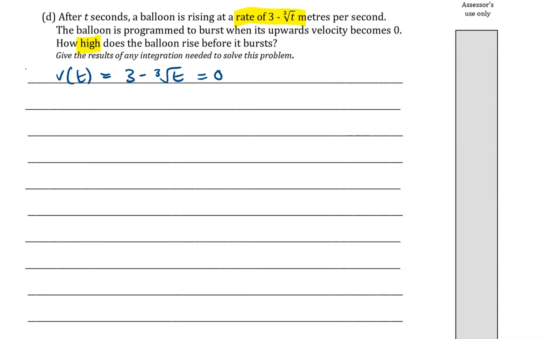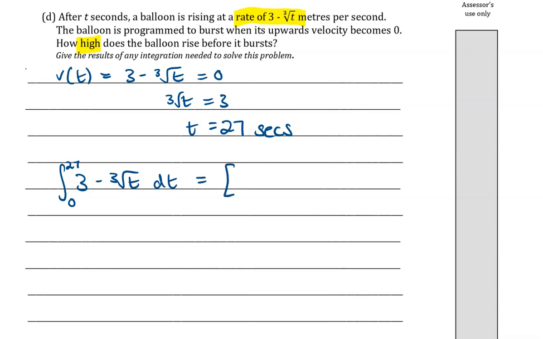So we can solve this bit here of when the velocity equals 0 to solve for t. So we will have that the cubed root of t is equal to 3. So t is equal to 27. So the balloon will burst at 27 seconds. Now if we integrate 3 minus the cubed root of t, then we will get the distance function. And if we want to know how far it's gone in that time, we're going from the time of 0 to 27, we can put those limits on like so. So 3 integrates to 3t.